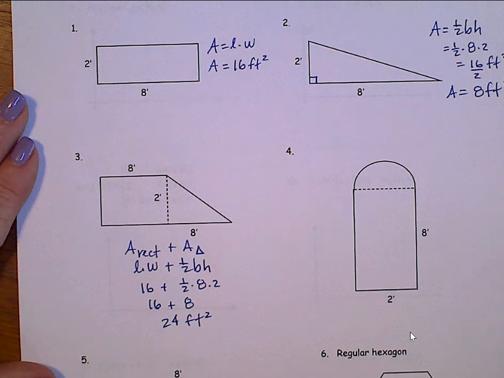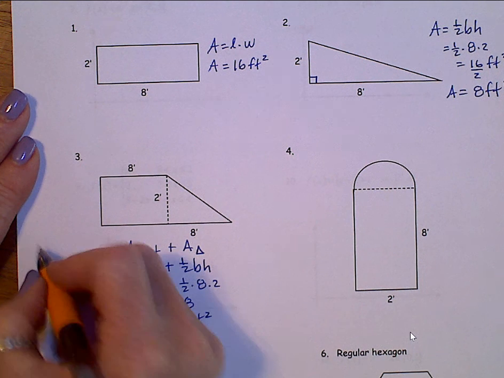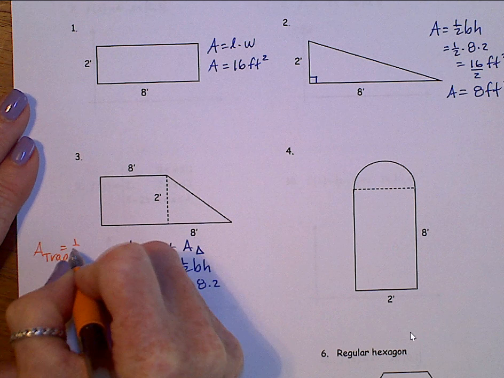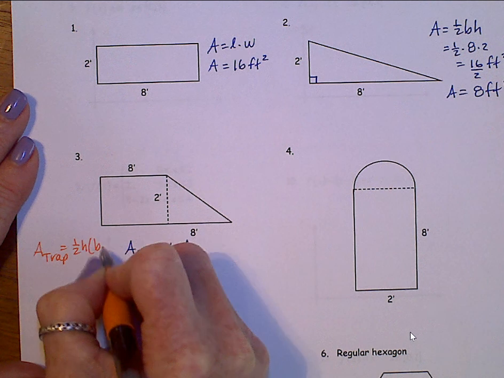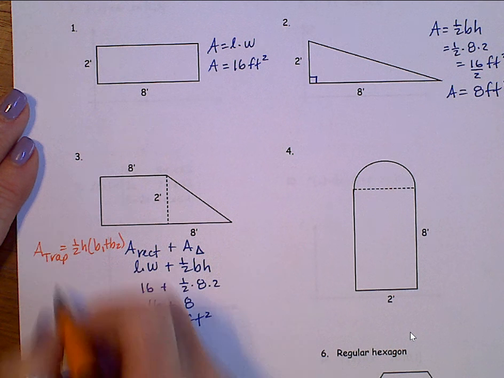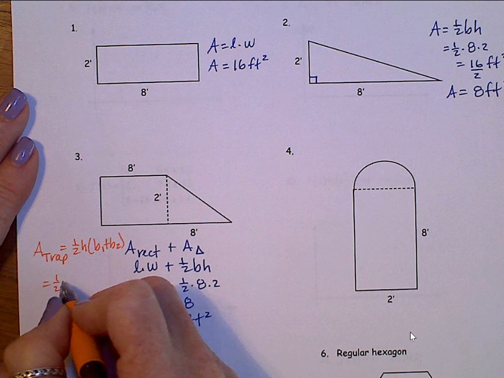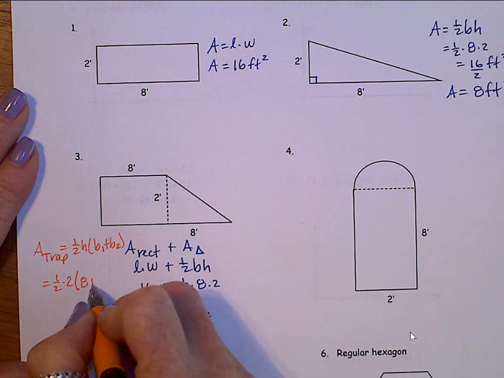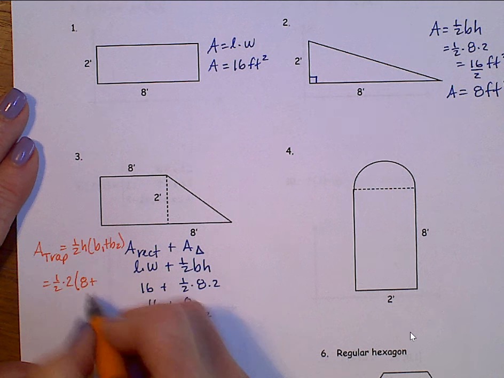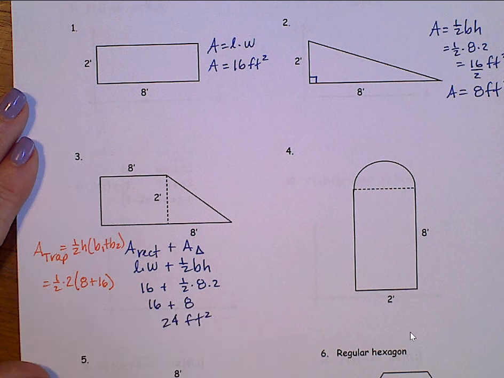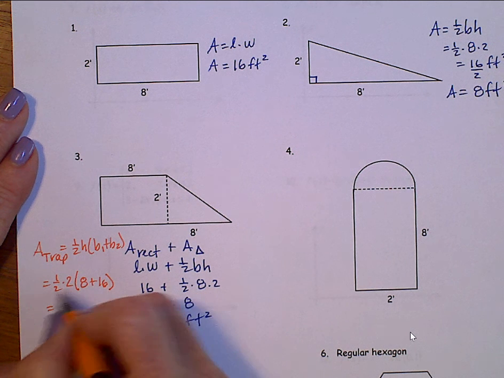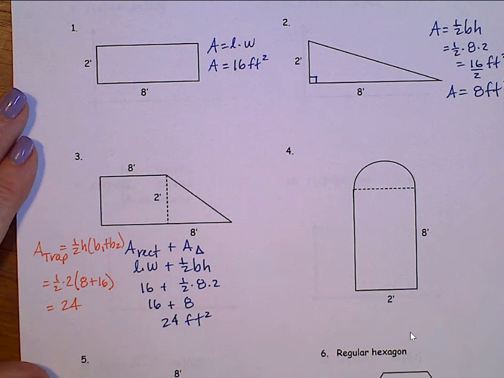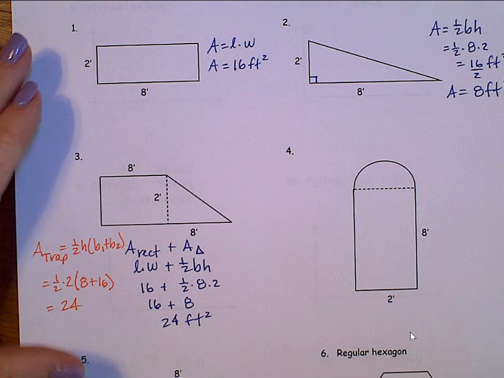The other option here is to remember the formula for area of a trapezoid. The area of a trapezoid is 1/2 height times the sum of the bases, which would be 1/2 times the height 2 times the bases 8 on the top plus on the bottom 16, and the half times the 2 is 1. 8 and 16 is 24. Same thing, either way, whichever makes you happiest.